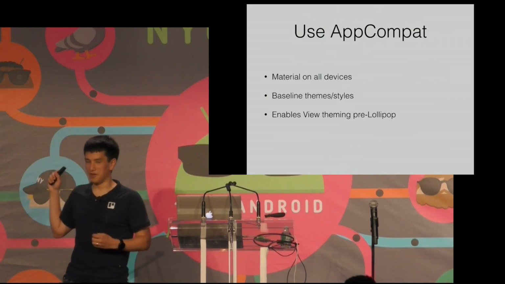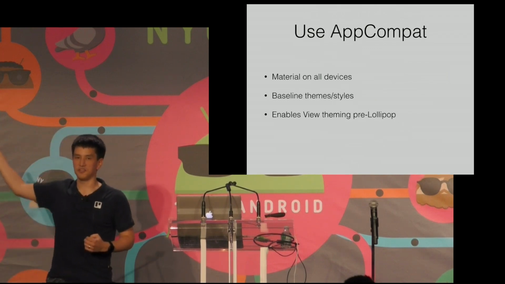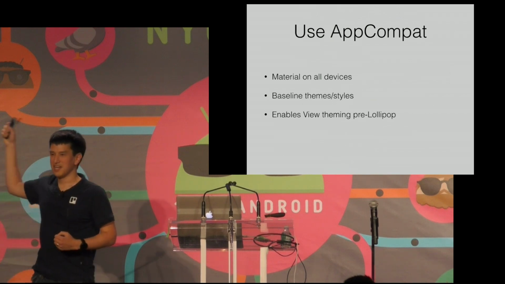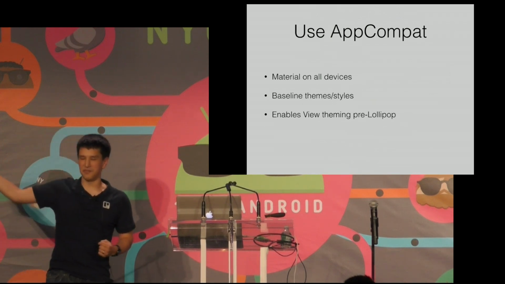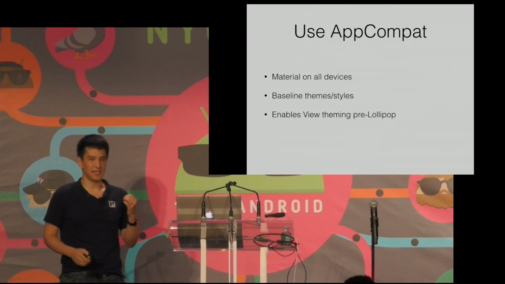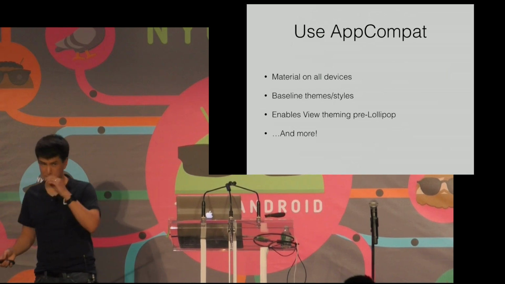One thing I really hate about going to presentations is when someone's like, check out this new feature that's in the latest API that was released, and you can't use it for 4 years. With AppCompat, you can use view theming. Yay! Like I said, that thing saves me, so I love it. And there's more things that I'll go over in a bit.